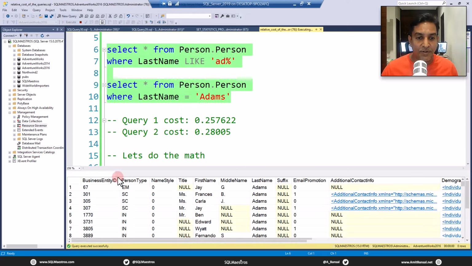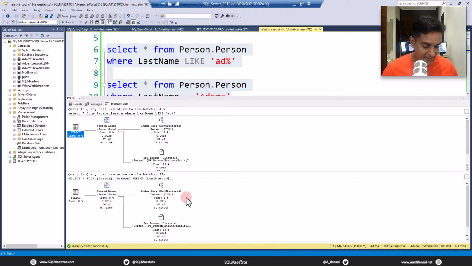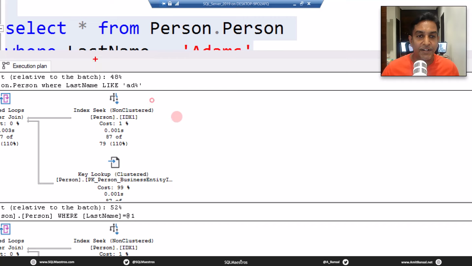Let's do this once more. Execution plan. There you go: 48% versus 52%. Here we are. Quick stuff. It's always good to learn the internals of SQL Server.